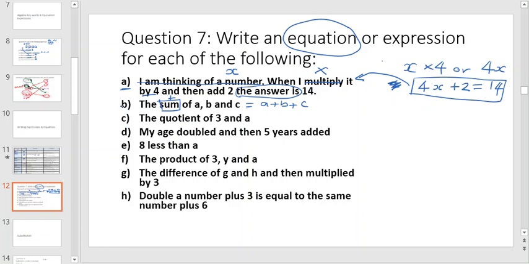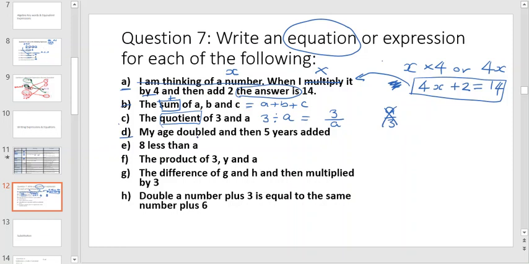C, the quotient of 3 and A. I know quotient is that keyword that means division, the answer when we divide two numbers. To get the quotient, I have to have 3 divided by A. Now remember, we've got algebra, so that would become 3 over A, with 3 on top. Now, order when we divide is very important. If you had A over 3, that is actually incorrect.